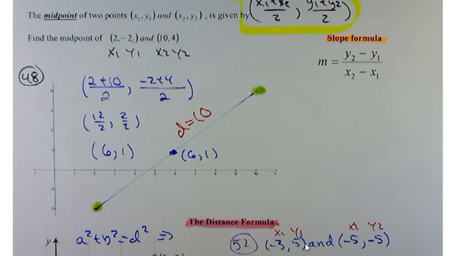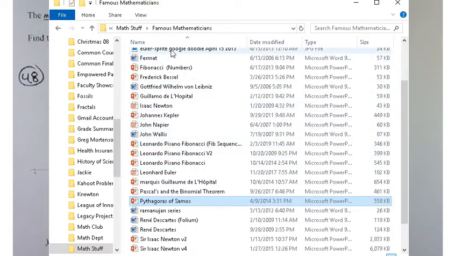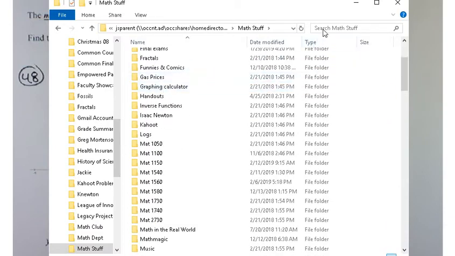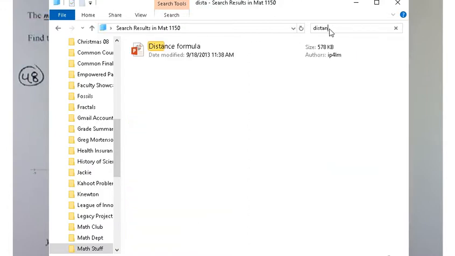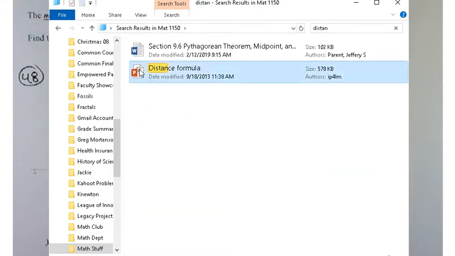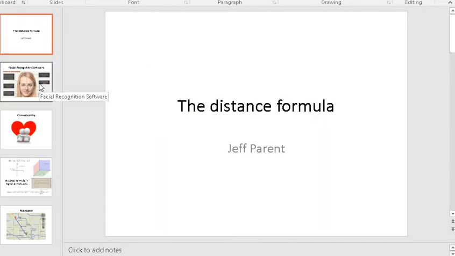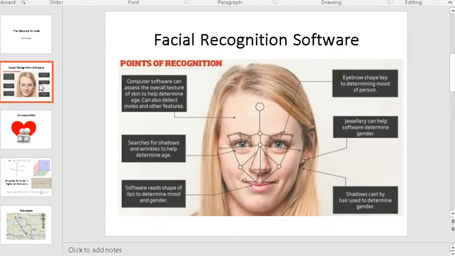In fact, there are a lot of applications for the distance formula. Let me see if I got something here on that. Distance formula. There you go. So you can use it in facial recognition software. At least this is kind of an old school approach, to make measurements on somebody's face and look at key distances to try and recognize somebody.